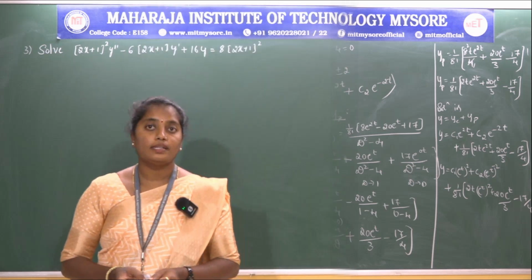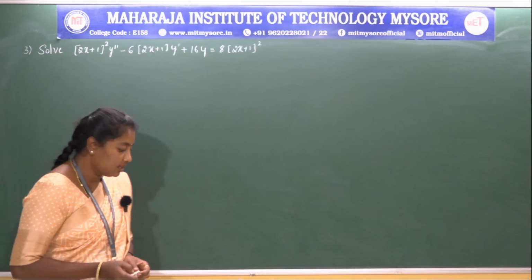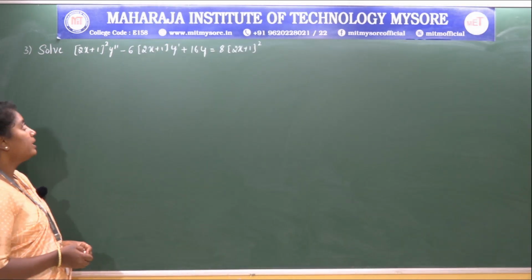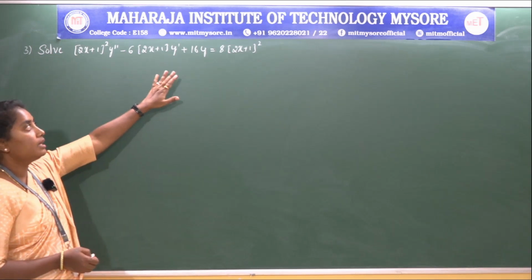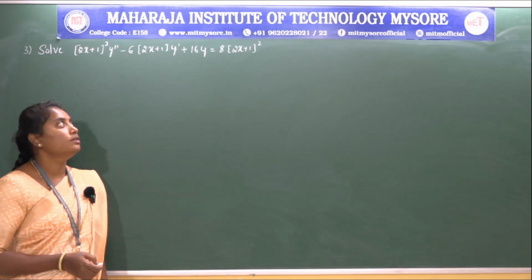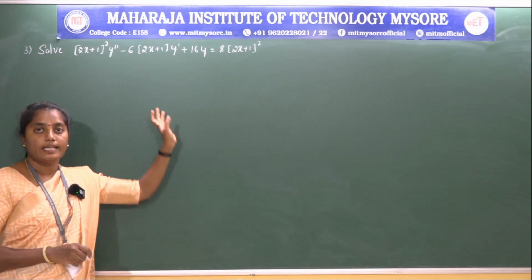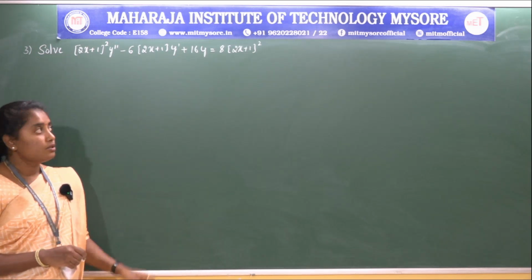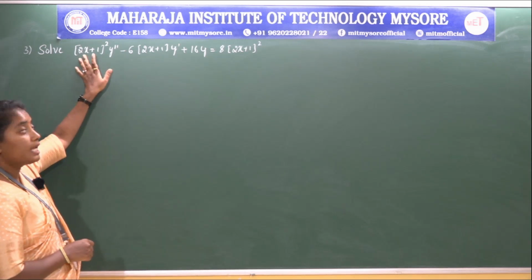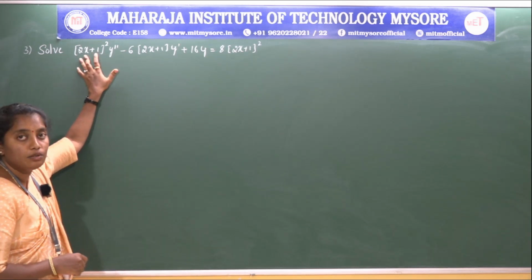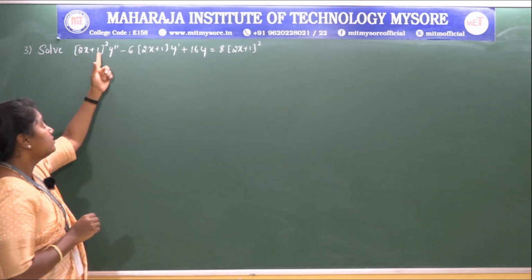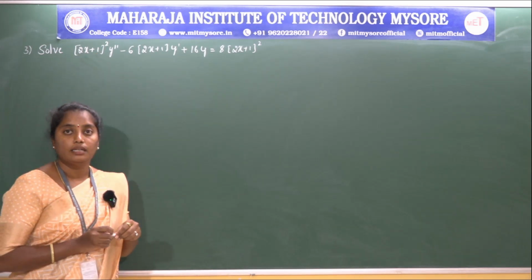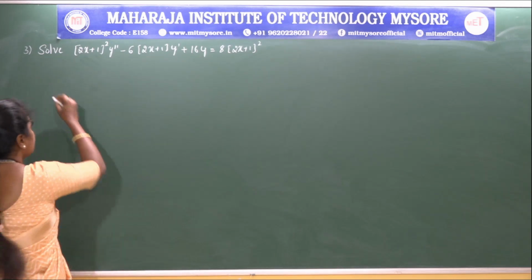Next problem on Legendre's linear differential equation is (2x plus 1) whole square y double dash minus 6 into (2x plus 1) y dash plus 16y is equal to 8 times (2x plus 1) whole square. So in this problem the value of a is equal to 2, b is equal to 1. The general form is ax plus b. Here a is equal to 2 and b is equal to 1. Let us take the substitution.